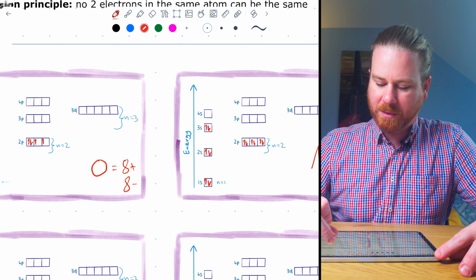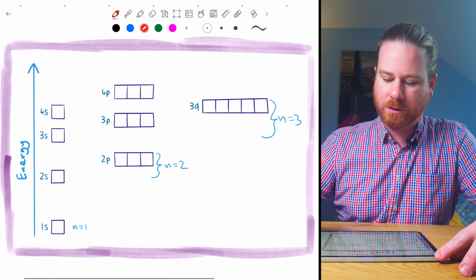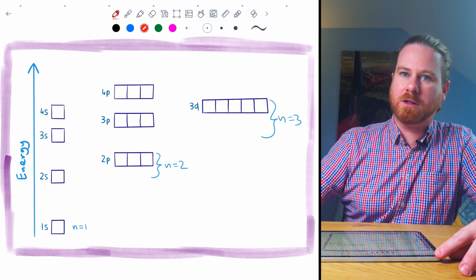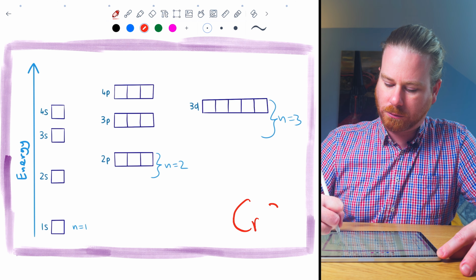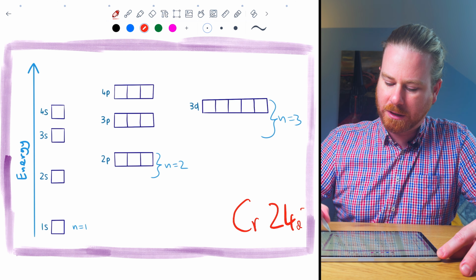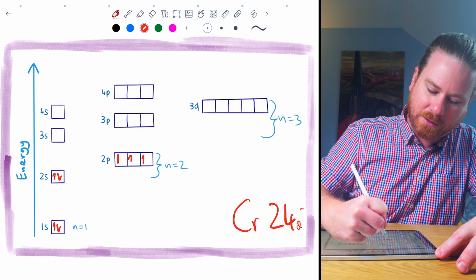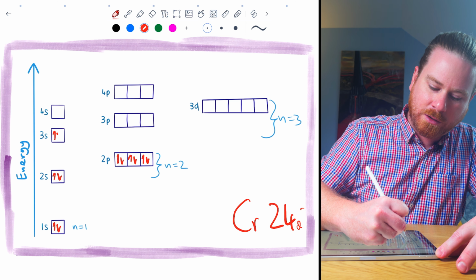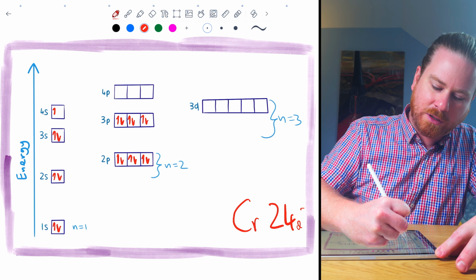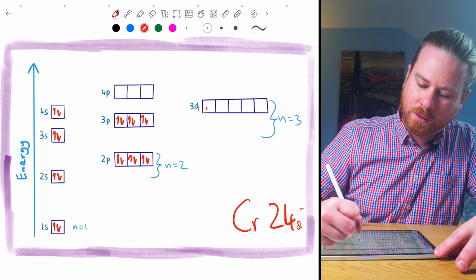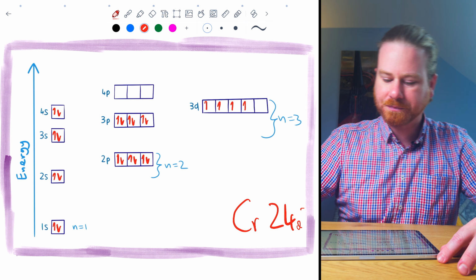Alright, but there are 2 special examples that you need to know about that don't quite follow this rule. So let's have a look at what's going on with our 2 special examples. The first one we're going to look at is chromium, which has 24 electrons. So 1, 2, 3, 4, 5, 6, 7, 8, 9, 10, 11, 12, 13, 14, 15, 16, 17, 18, 19, 20, 21, 22, 23, 24. Okay, so this is what we would expect.